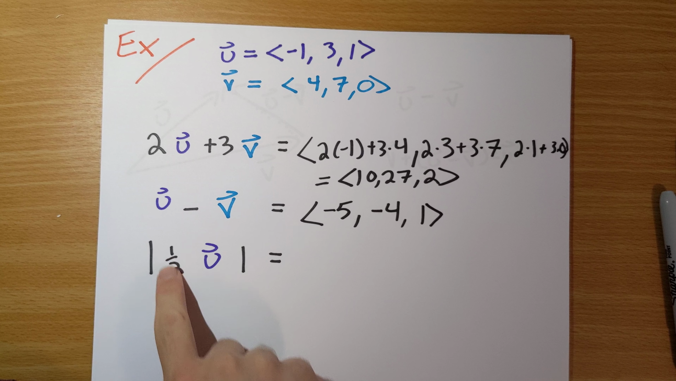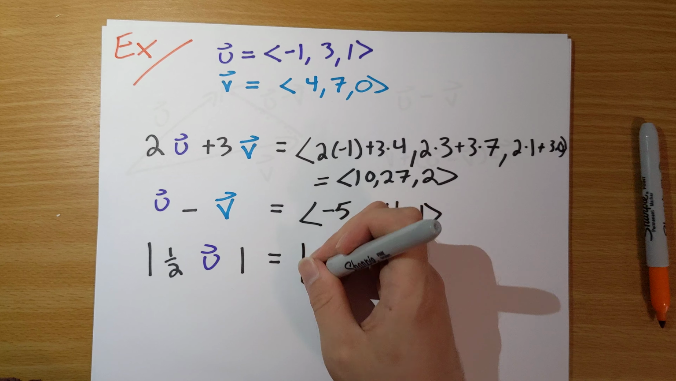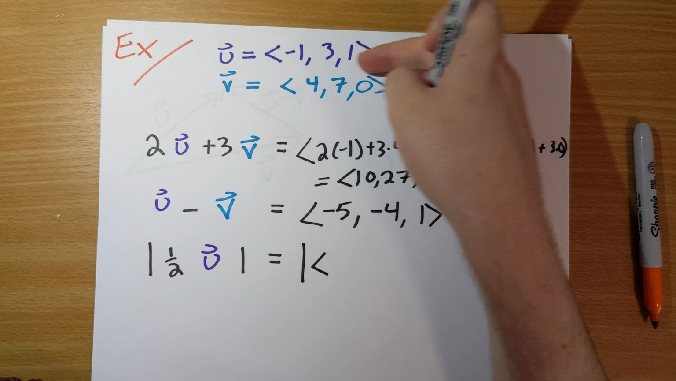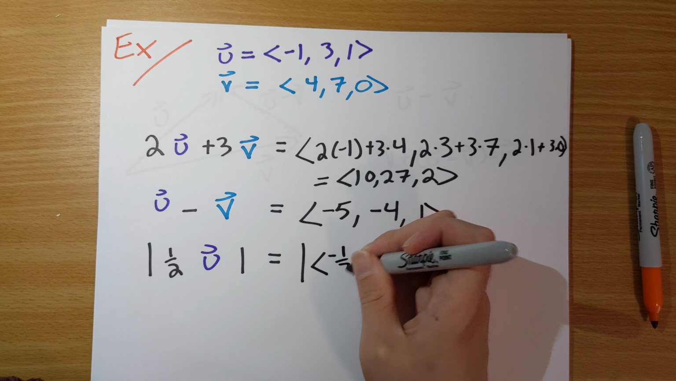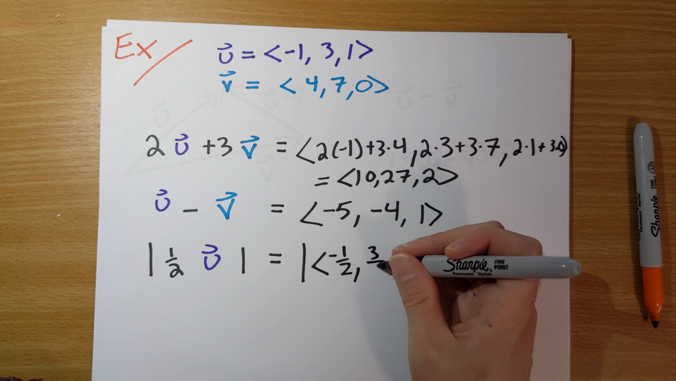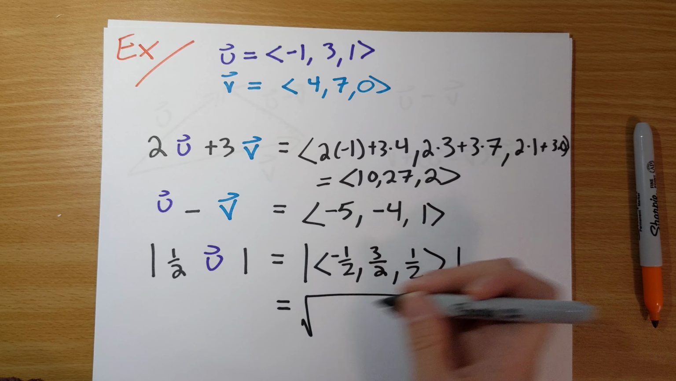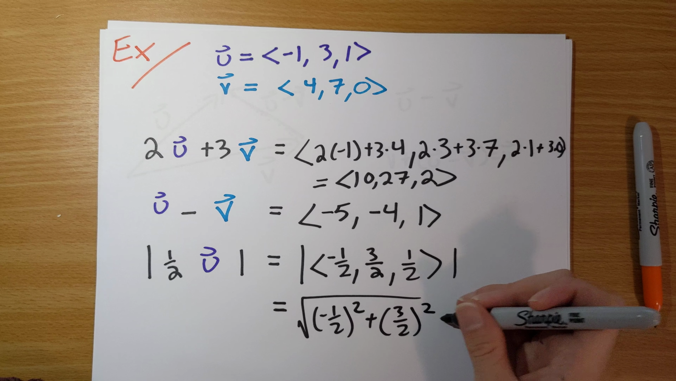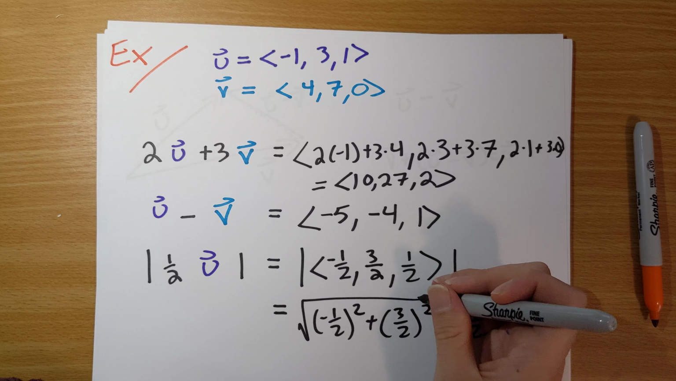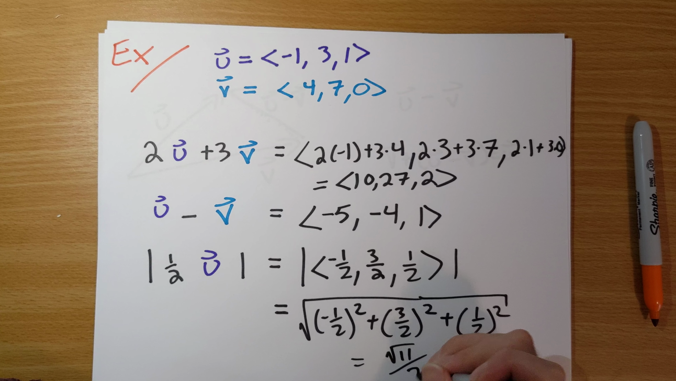And then finally, the magnitude of 1/2 u. So what is 1/2 u? Let's do that calculation first. That would just be scalar multiplication. We multiply all the entries here by 1/2. So we get -1/2, 3/2, and 1/2. And the magnitude would be the square root of (-1/2) squared plus (3/2) squared plus (1/2) squared. If you crunch this out, square root 11 over 2.